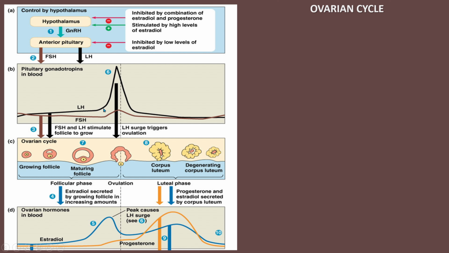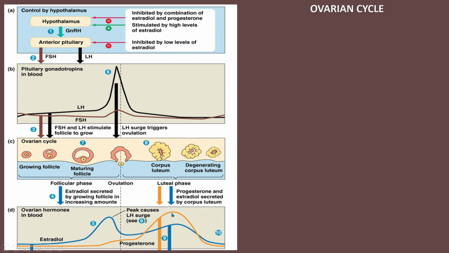The surge level of LH will stimulate ovulation in the ovary. The mature ovarian follicle will rupture and release the secondary oocyte into the fallopian tube. The surge level of LH also stimulates the ruptured ovarian follicle to be converted to corpus luteum. The corpus luteum secretes progesterone and estrogen, but the level of progesterone is higher compared to estrogen.